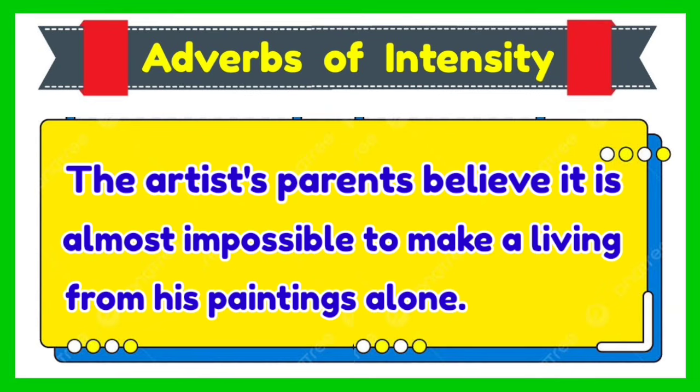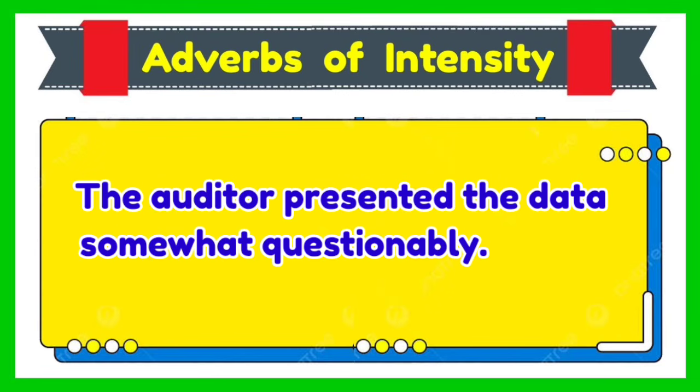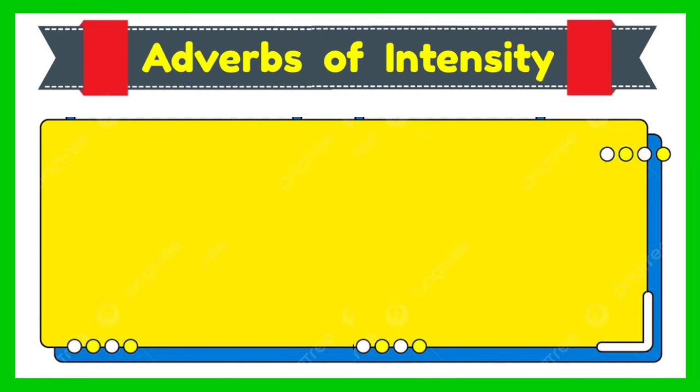The answer is almost. It modifies the adjective impossible. Next, the auditor presented the data somewhat questionably. The adverb of intensity in this sentence is somewhat. It means the same as slightly, and it modifies the adverb questionably. Easy, isn't it?